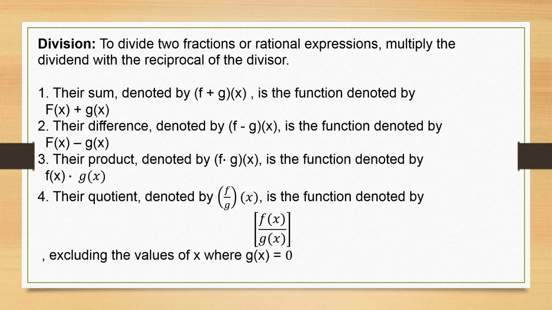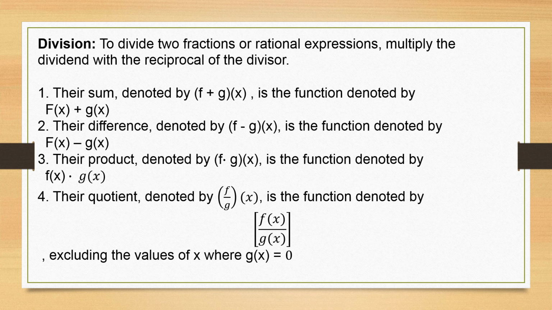Okay, so if we want to identify the sum, the difference, the product, and the quotient of the functions, we have to execute these four steps. First, the sum, denoted by f plus g of x, is the function f of x plus g of x. Second, their difference, denoted by f minus g of x, is the function f of x minus g of x.